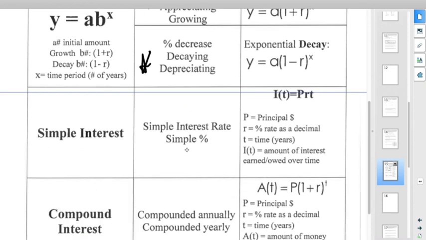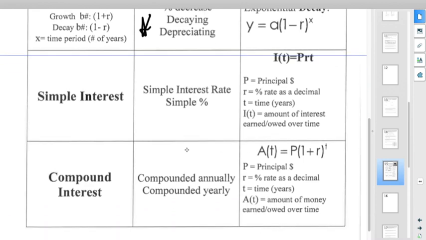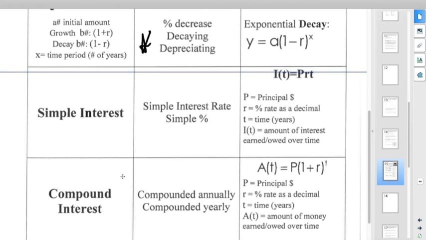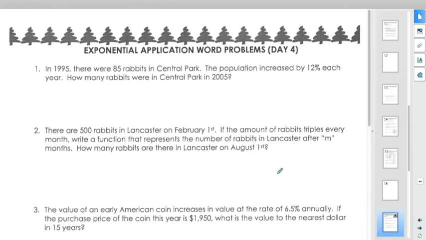Simple interest and compound interest, I'm not going to get into that this lesson, but both of these will be part of this unit in the coming days, I think day 5. So we'll take a look at these the next lesson. So we're on day 4. Now it's applying what we know with exponential functions, how they work, and now we're going to take it to word problems.